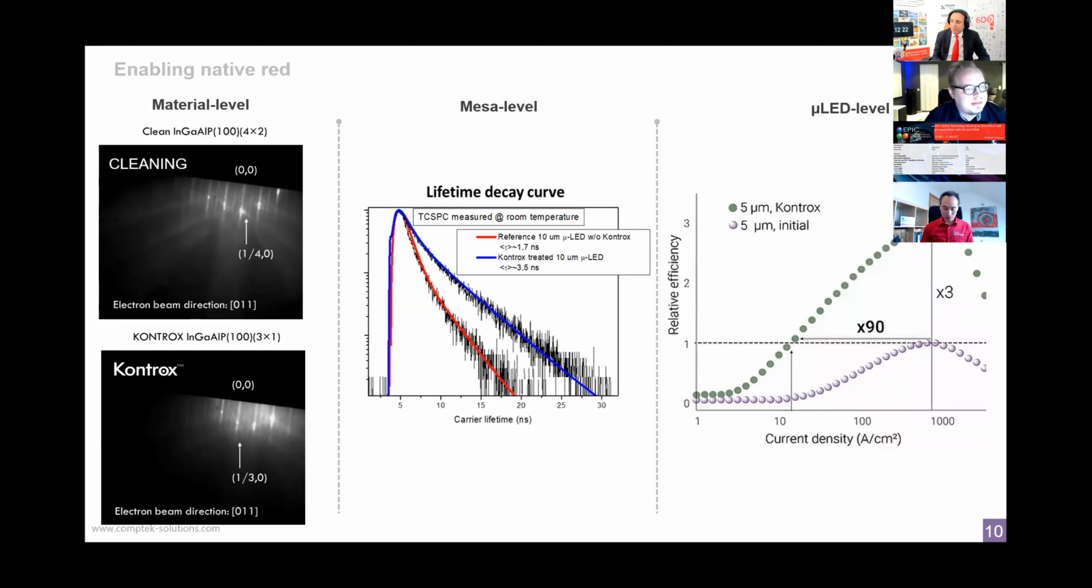So it works at the material level, and then applying this process at the meso level, we see a very nice improvement in carrier lifetime, which basically means that you reduce the non-radiative recombination rate a lot. And when you apply this at the chip level in micro LED, you see a big enhancement in the efficiency of the device.